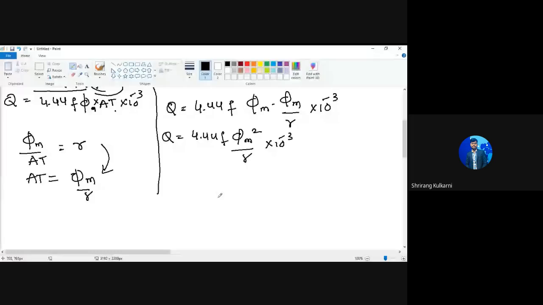So what is phi m now? Can you write in terms of phi m? We can write like this. Phi m square is equal to Q into R divided by 4.44 frequency 10 to the power of minus 3.